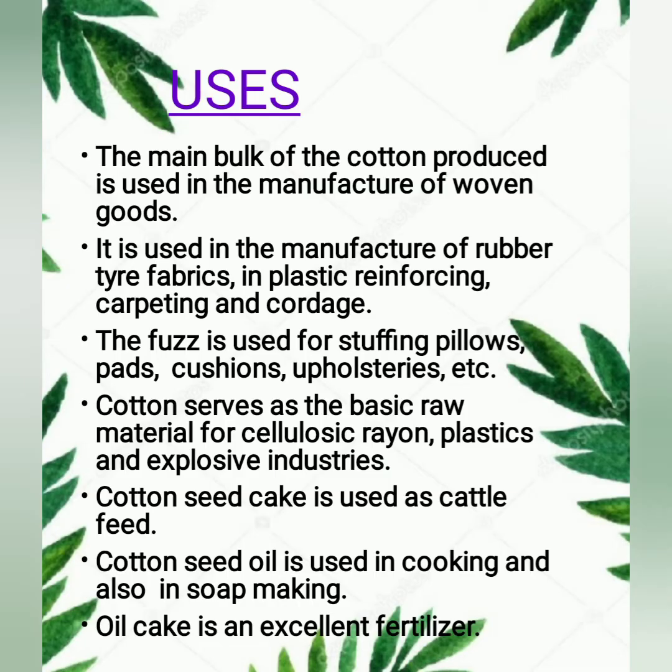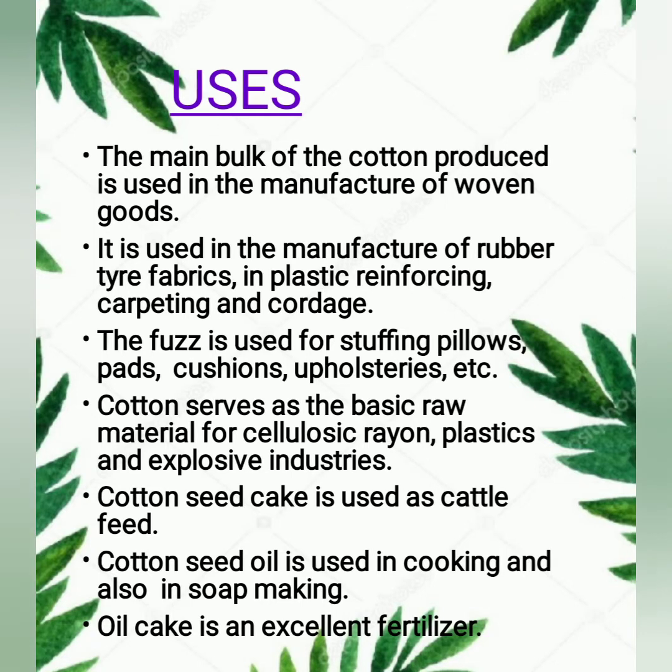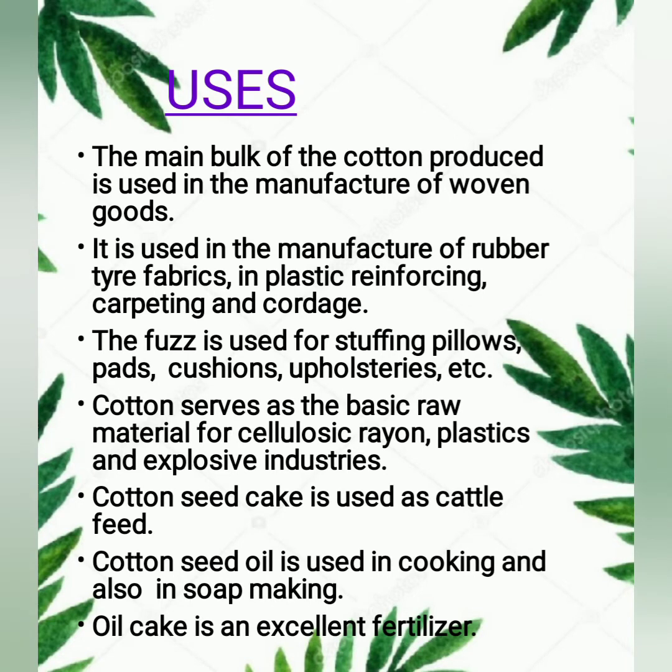Next, we are going to discuss the uses of cotton. The main bulk of the cotton produced is used in the manufacture of woven goods. It is used in the manufacture of rubber tire fabrics, in plastic reinforcing, carpeting and cordage. The fuzz is used for stuffing pillows, pads, cushions, upholsteries, etc.